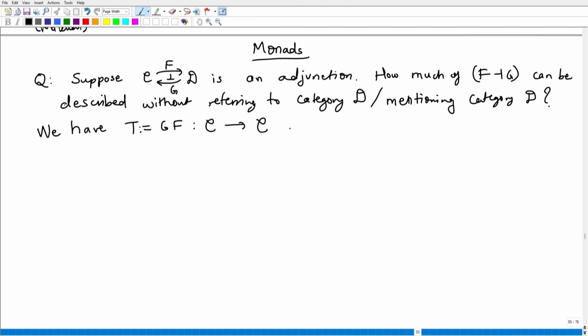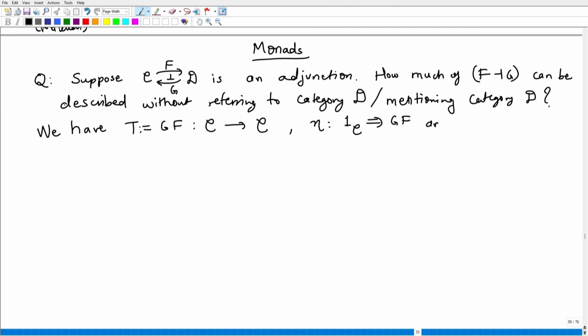And what else do we have? Well, we also have the unit of the adjunction. Unit has to do with just category C. Co-unit has to do with category D. Okay. So we have the unit, eta. So unit goes from which functor to which functor? Tell me. Nope. It's identity to GF.